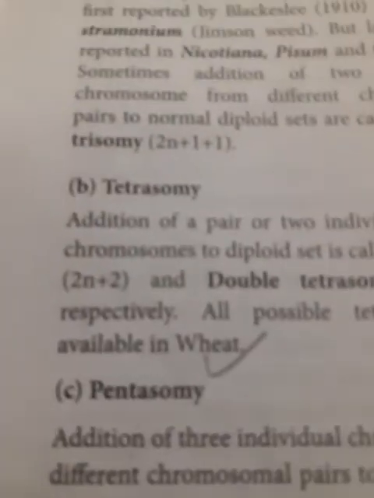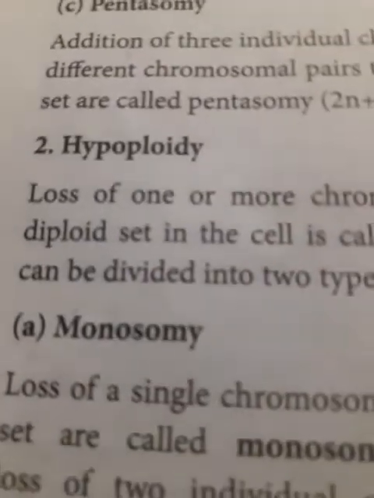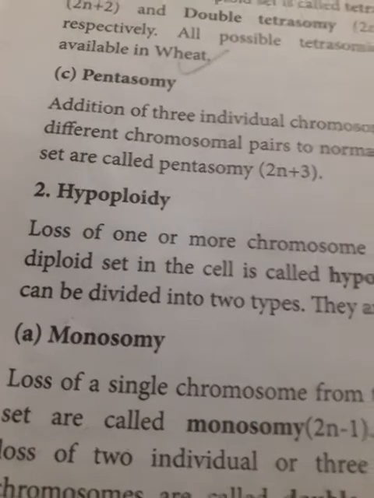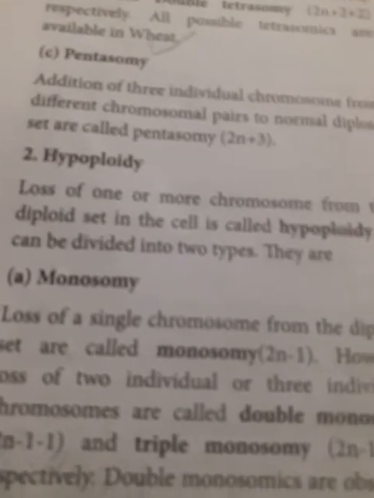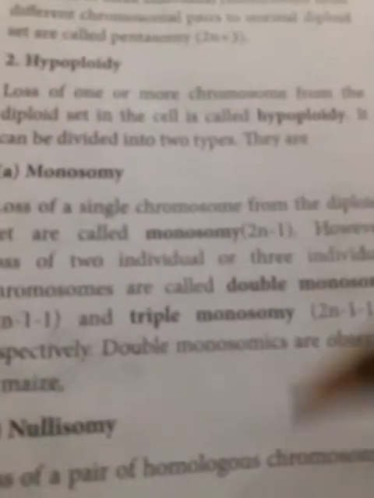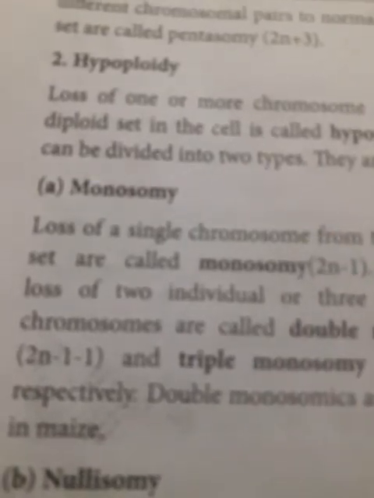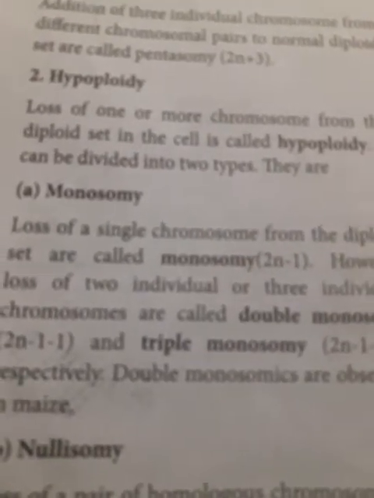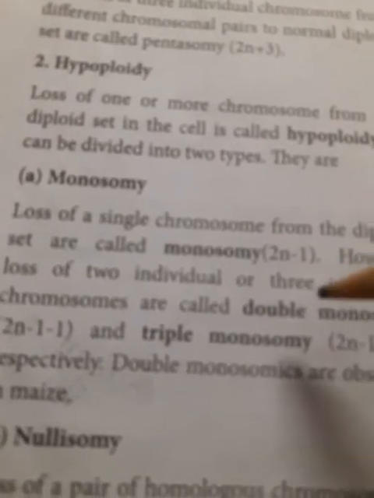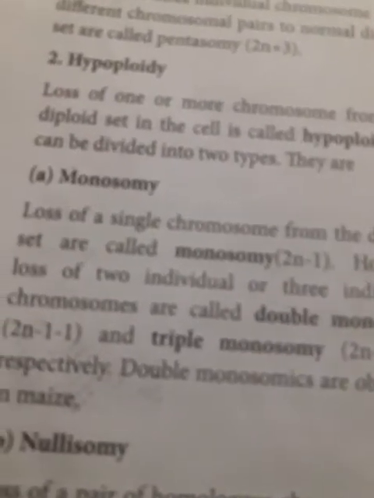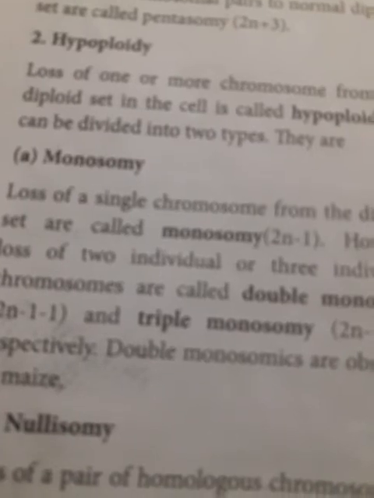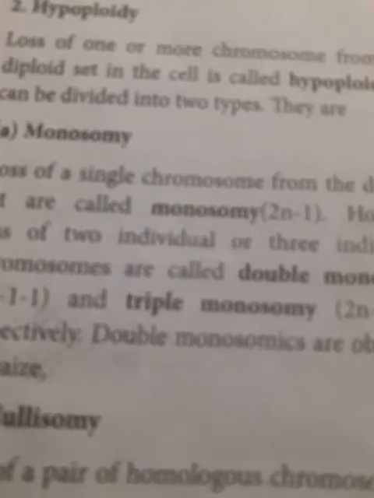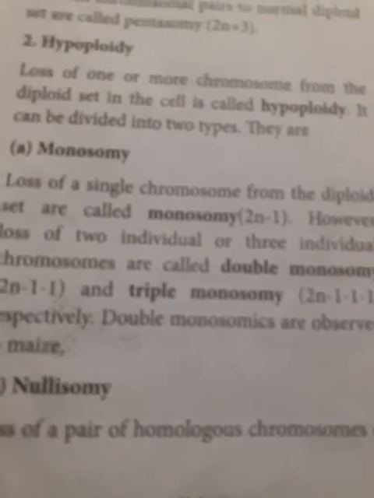Now next we are going to discuss hypoploidy. Hypoploidy, as I just showed, is loss of one or more chromosomes from the diploid set in the cell. It can be divided into 2 types, monosomy and nullisomy. Monosomy means loss of a single chromosome from the diploid set, and there can be loss of 2 or 3 individuals accordingly, called double monosomy and triple monosomy. Double monosomy is 2n minus 1 minus 1. Triple monosomy is 2n minus 1 minus 1 minus 1. Double monosomies are observed in maize.